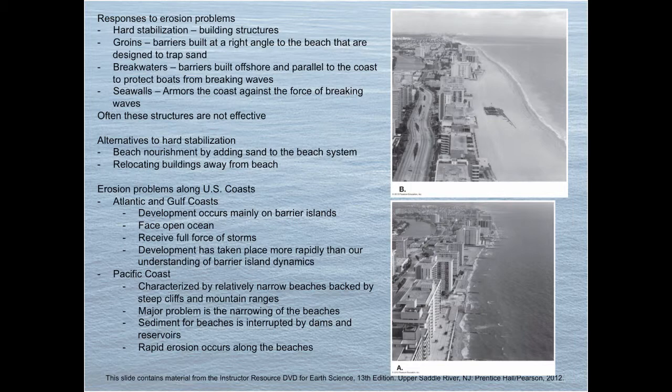The Pacific coast is a little bit different. They're characterized by relatively narrow beaches because it's an active tectonic continental margin. They're relatively narrow beaches backed by steep cliffs and mountain ranges. The major problem is the narrowing of beaches, and since there's so much competition for water resources in the western United States, rivers are starved for sediment because of the use of dams and reservoirs. So there's lots of rapid erosion occurring along beaches, especially near sediment-starved river systems.